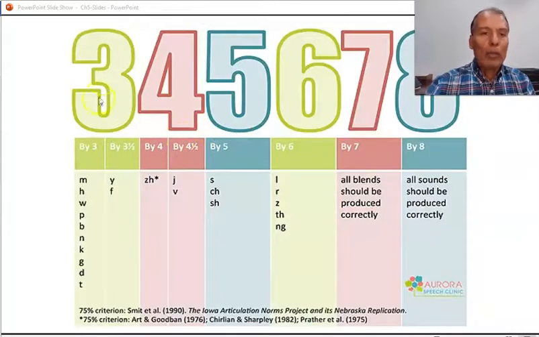Another graphic shows ages 3, 4, 5, 6, 7, and 8. This brings it up to 8 years. And under each year, you're going to see the sounds that the child masters. Or 90% of children who are, say, 3 years old master these sounds by the end of the 3rd year. At 4 years, 95% of the children master these sounds in addition at this age, and so on.